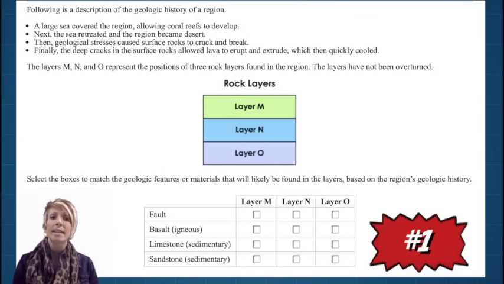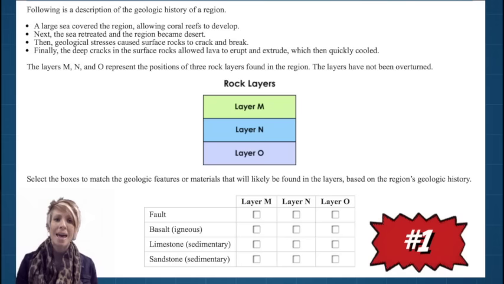It says, following is a description of the geologic history of a region. A large sea covered the region, allowing coral reefs to develop. Next, the sea retreated and the region became a desert. Then, geologic stresses caused surface rocks to crack and break. And finally, the deep cracks in the surface rock allowed lava to erupt and extrude, which then quickly cooled. So we have there a breakdown of the first four events that happened.